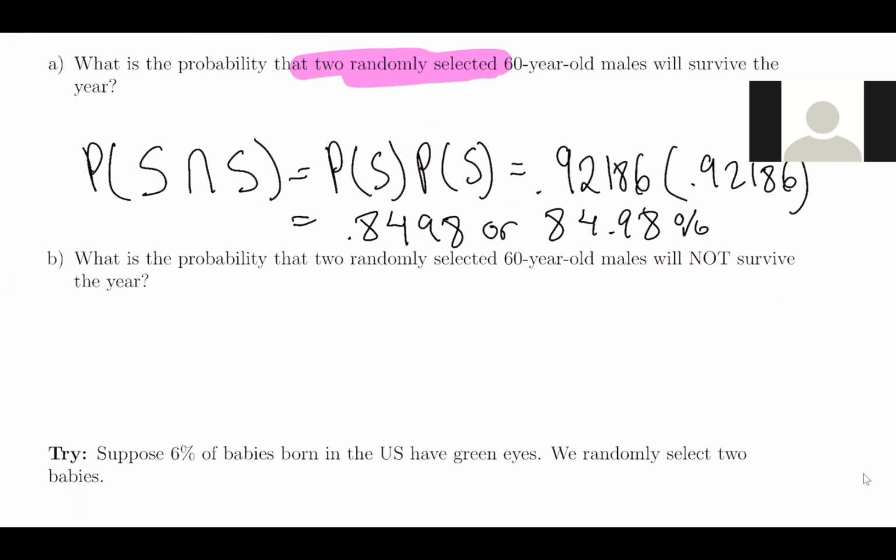For this one, it says, what is the probability that 2 randomly selected 60-year-old males will not survive the year? So for this one, we're doing something a little bit different, but it should still be the same process. We still have the 2 60-year-old males, but instead of them surviving, we don't want them to survive. The issue is right now I have the probability that they survive. So how can I get the probability that they don't survive?